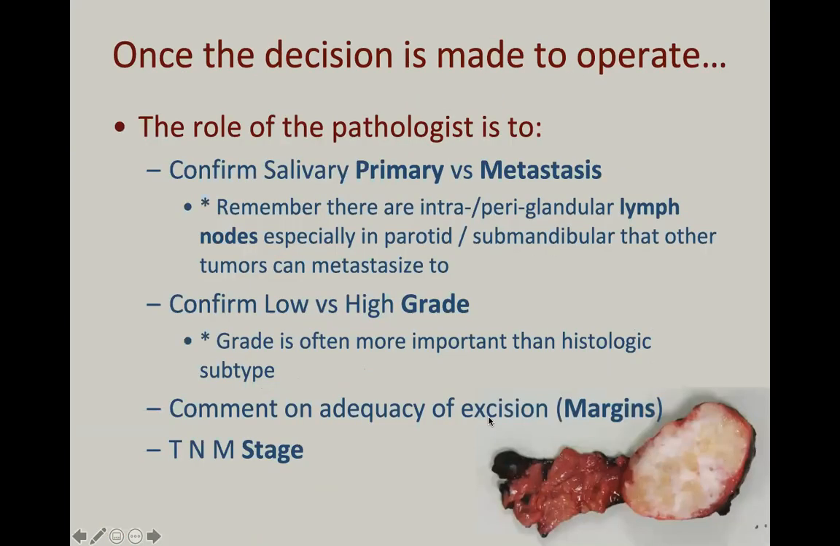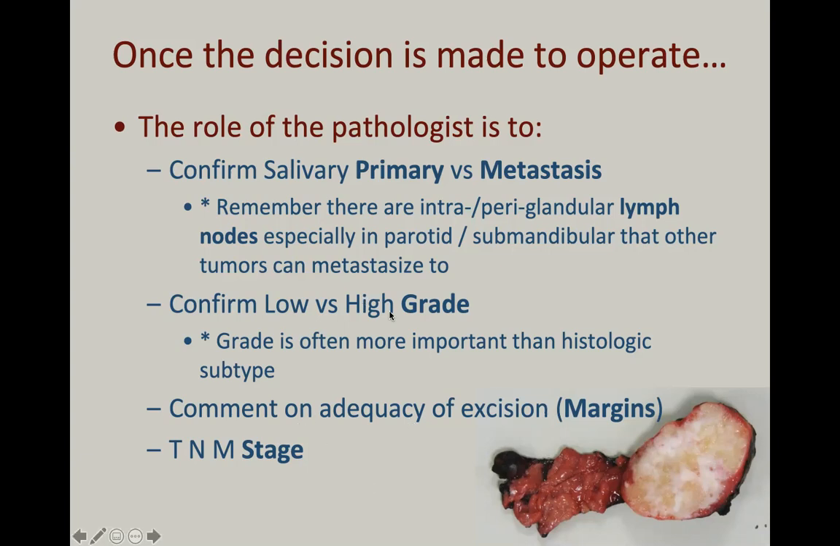So once the decision is made to operate, then the role of the surgical pathologist is to again confirm a primary versus a metastasis, confirm low versus high grade, comment on the margins, and provide a TNM stage if it is in fact a carcinoma.